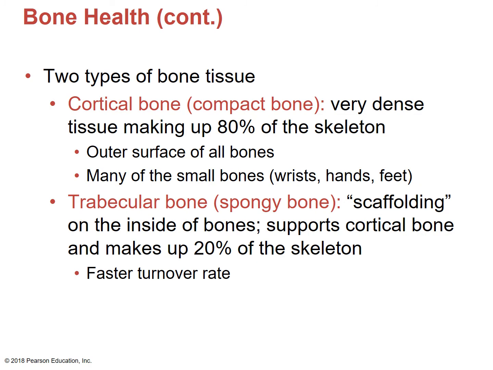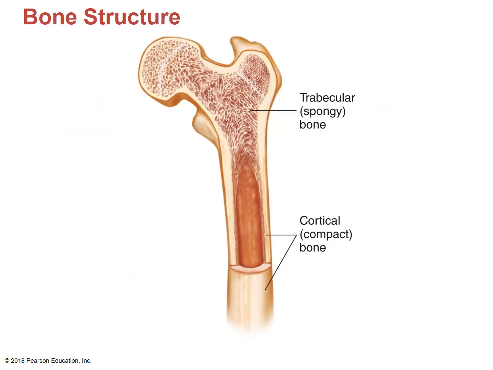Again, there are two different types of bone tissue: cortical bone, or compact bone, which is 80% of the skeleton, and trabecular bone, or spongy bone, which is 20%. And there's a faster turnover of trabecular bone in the body than there is of the cortical bone. Here you see a picture of the ends of the long bones. This is the femur, and at the end of the long bone you'll see the spongy bone, the trabecular bone scaffolding, and then you can also notice the cortical or compact bone that is all along the external surface of this particular structure.